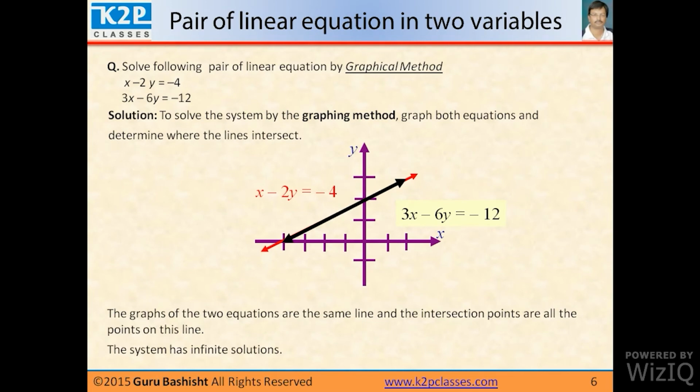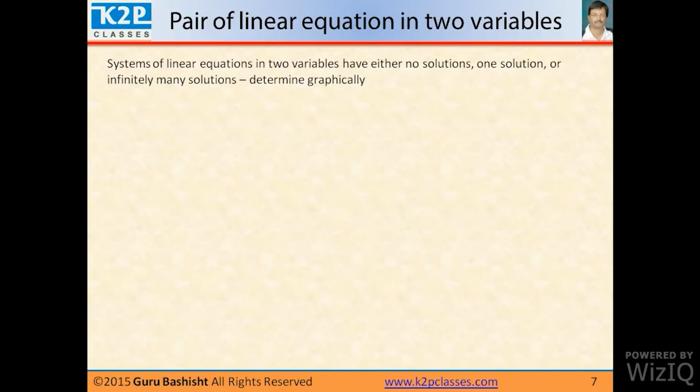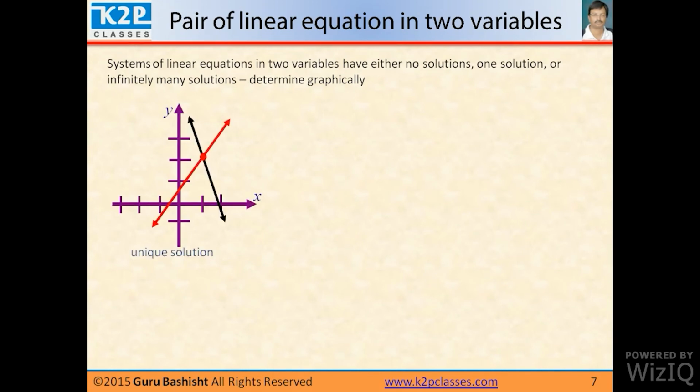A system of linear equations in two variables has either no solution, one solution, or infinitely many solutions, determined graphically. If the two lines cut at a point, it has a unique solution, that means one solution. If both the lines are the same, then there are infinitely many solutions. And if both the lines are parallel to each other, there is no solution.